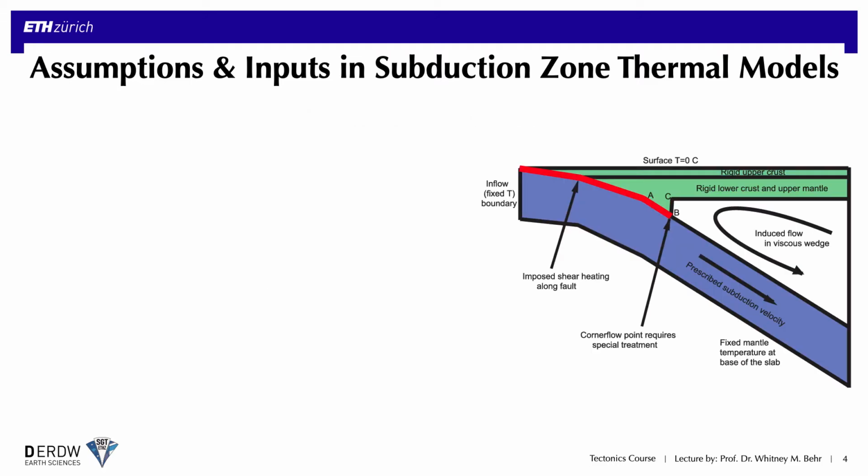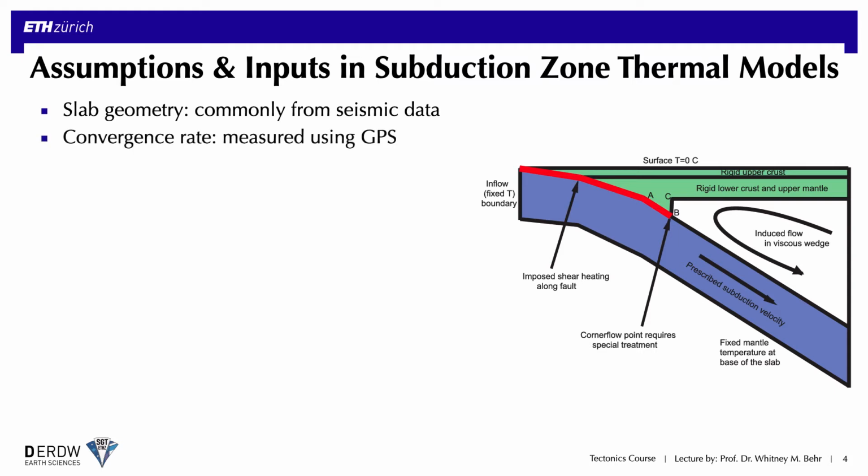But to arrive at models like that, we need several model assumptions and initial inputs, which include the following. First, we need to input a slab geometry or dip. We can often get at this from seismic reflection data for shallow depths, seismic tomography for the deeper depths. Second, we need to know the convergence rate. These days, we get this information from GPS detectors that are now set up around most active subduction zones.